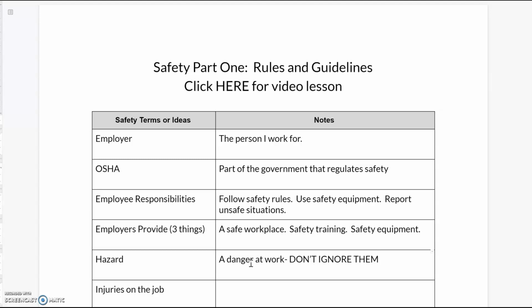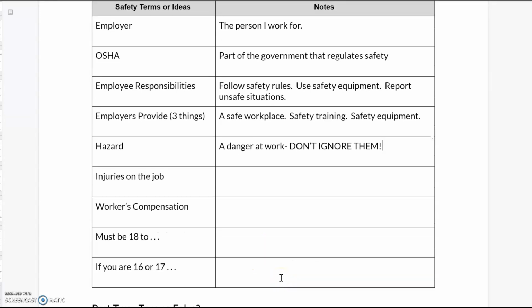Don't ignore them. So important. As your work coordinator, one of the most important things to me and to us is to keep you safe. We don't want to send you out to work and have you be in an unsafe situation. Because number one, we care about you. And number two, we're responsible for you. So we want you to go out and make good decisions. Don't ignore hazards.